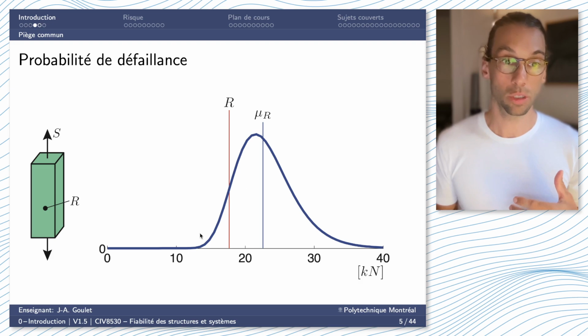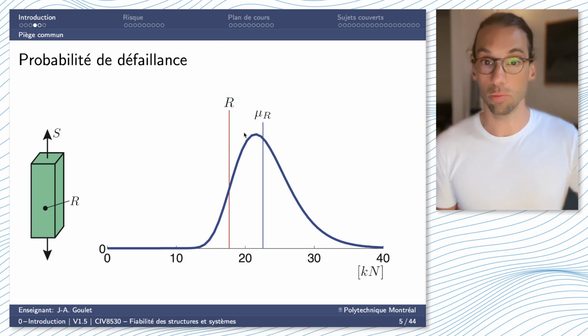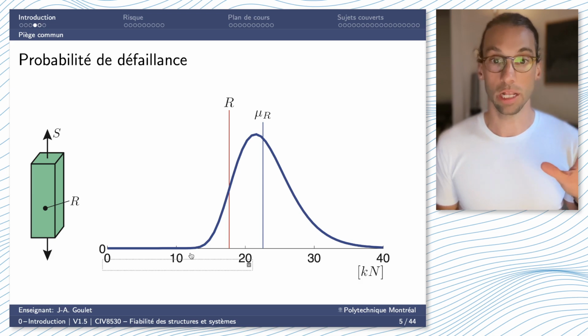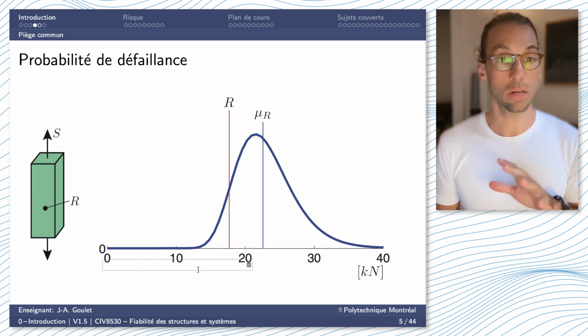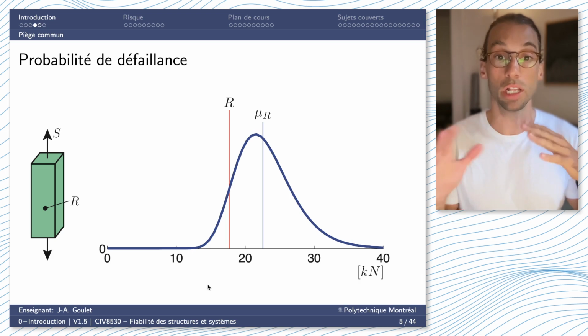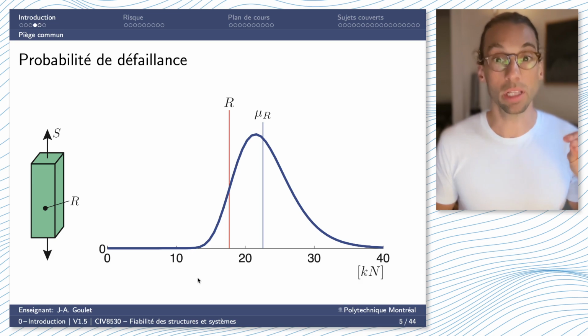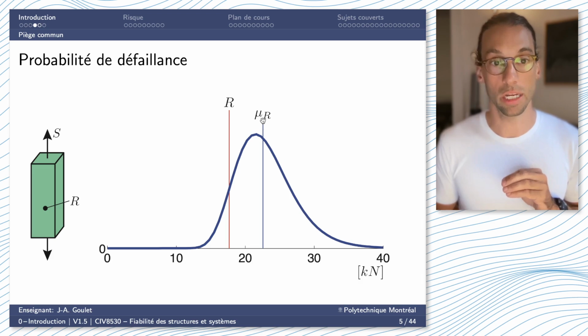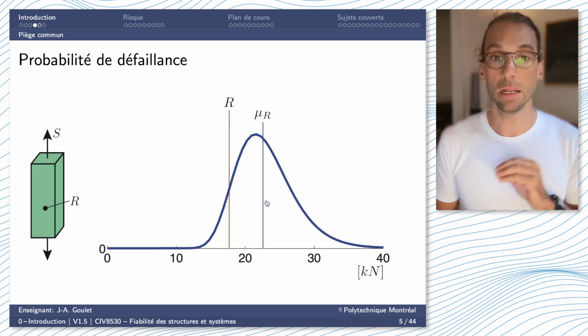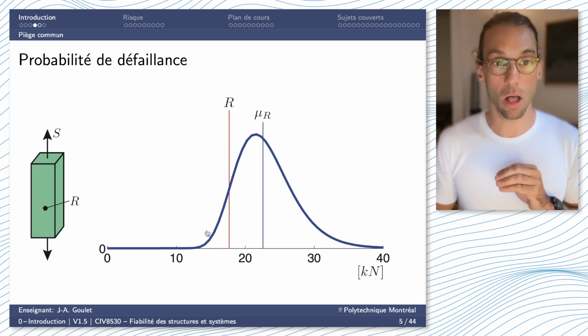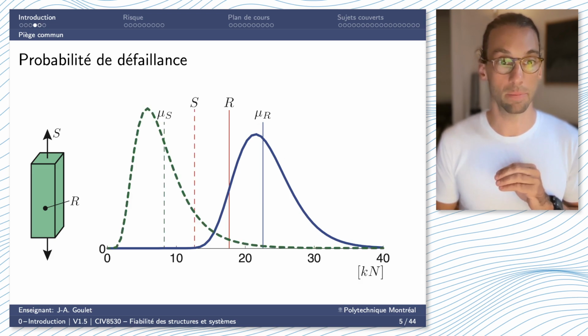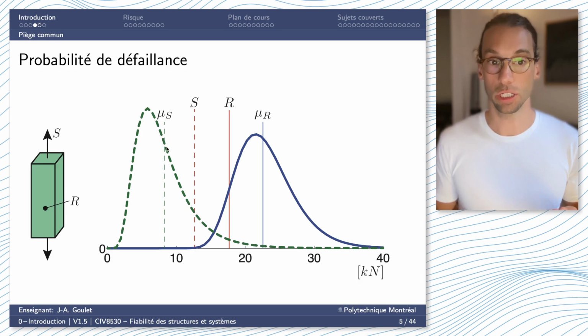Okay, that whole distribution, we're going to come back to this in a later module, but for now I'm just going to tell you this is a probability density function that represents the relative plausibility of all the possible values for the resistance, where here we would have the mean resistance and all the possible variability around that mean. We have the same thing for the solicitation.